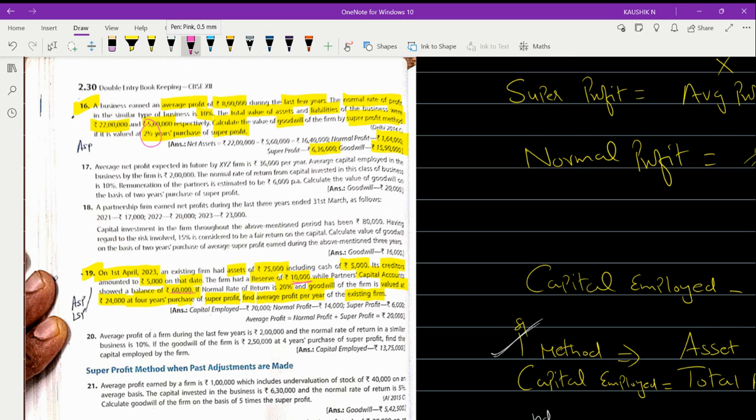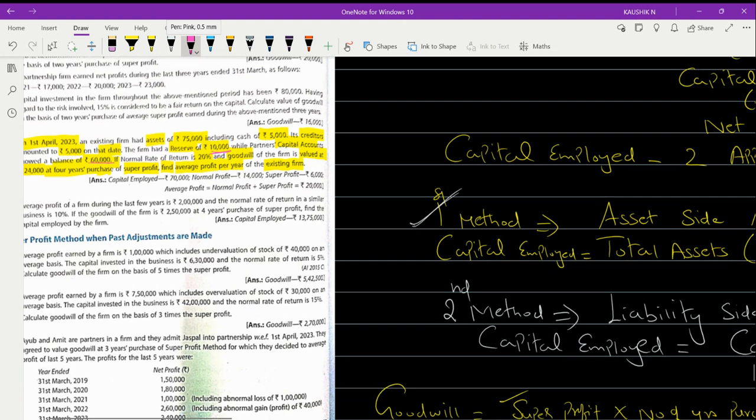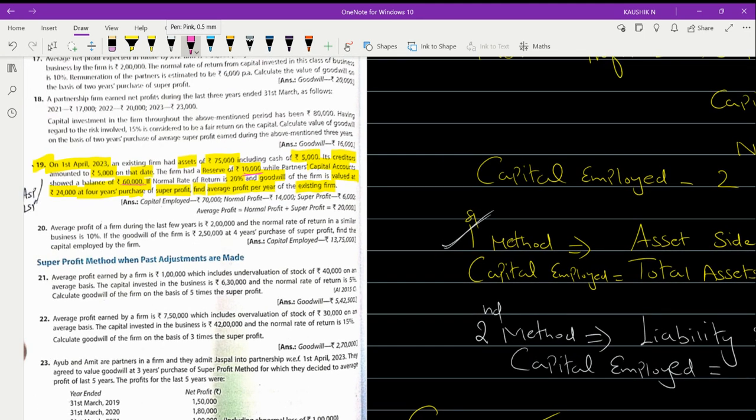With that information, you can either use it in the liability side approach and get the value of capital employed, which will also give you the correct value, or else by using the asset side approach you can also find out your capital employed. So whichever method you use in this sum, you will get the capital employed. Let us try both methods to understand whether our answer is right or wrong.